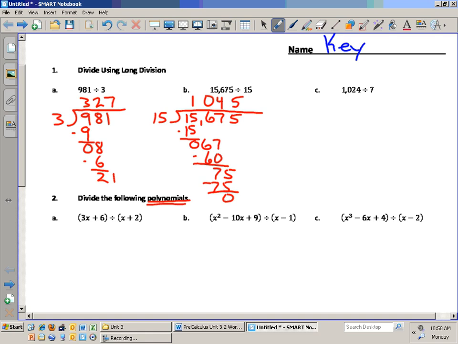Last one, 1,024 divided by 7. Does 7 go into 1? How about 10? Goes in once. Subtract, I get 3. Drop my 2. How many times does it go into 32? 4, which is 28. How about 44? 6 times. 42, which is a remainder of 2.